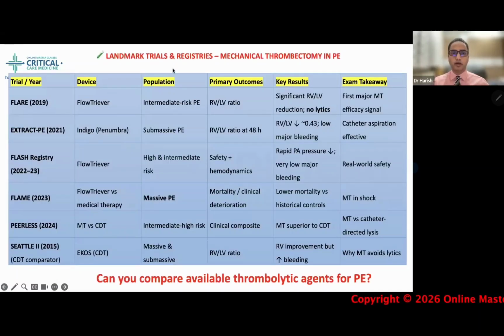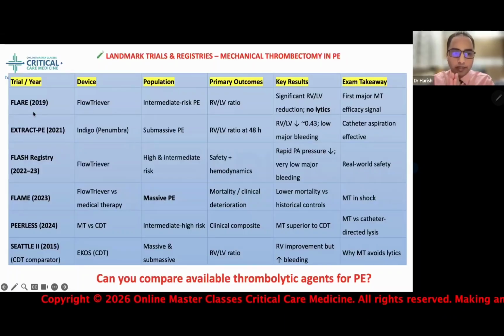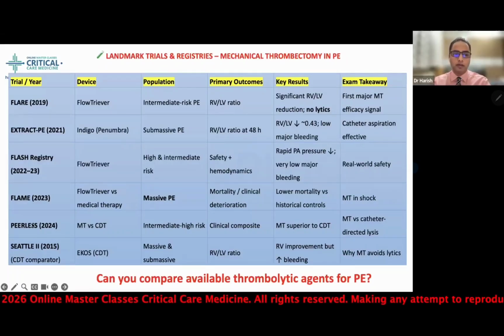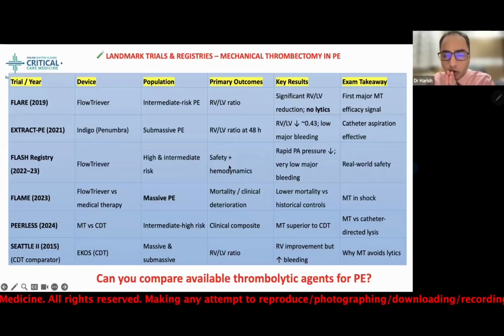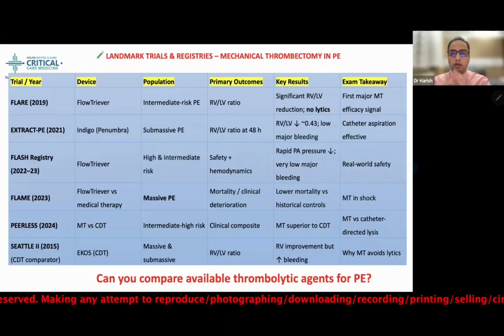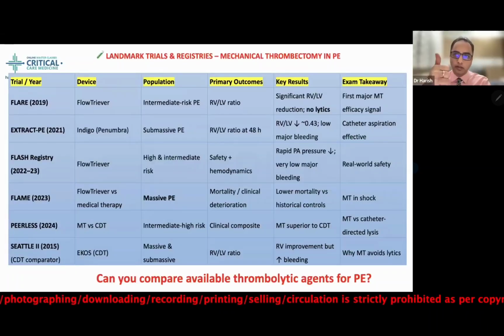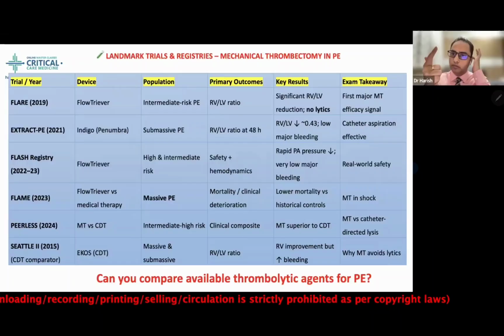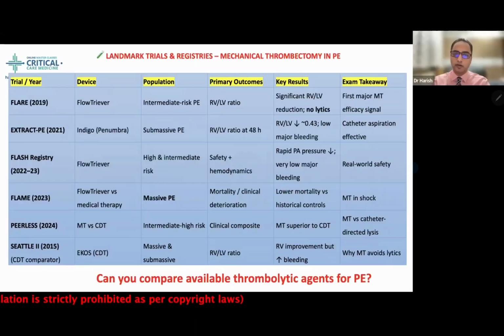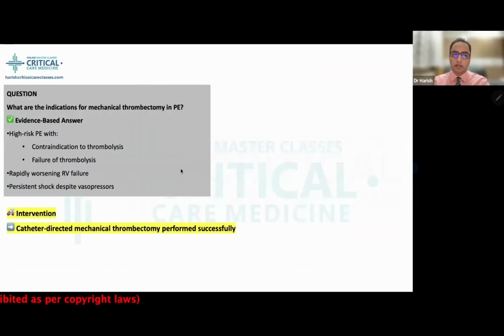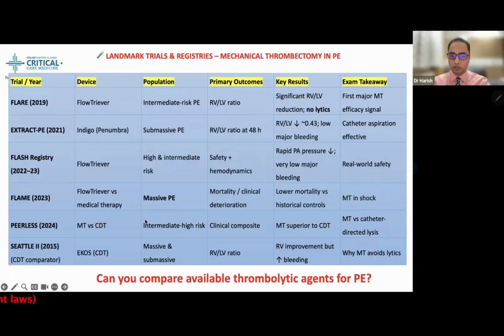Again, these are some of the landmark trials and registries on mechanical thrombectomy in pulmonary embolism. You can just go through it. FLAIR trial, EXTRACT-PE, FLASH registry, FLAME, PEERLESS, okay, Seattle II. These are some of the landmark trials on mechanical thrombectomy in pulmonary embolism. Indication, when to consider: when thrombolysis is absolutely contraindicated, or you attempted and failed thrombolysis, or complication of thrombolysis, rapidly deteriorating, significant shock. With worsening RV failure, you can consider mechanical thrombectomy.